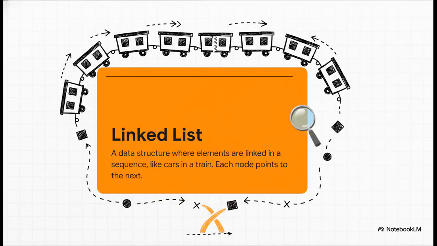Now, in the computer science world, these scavenger hunt paths are what we call a linked list. And honestly, the best way to picture a linked list is just to think of a train, right? Each car in the train is a node. It holds a piece of information. And each car is coupled to the next one. It points to the next car in the line.